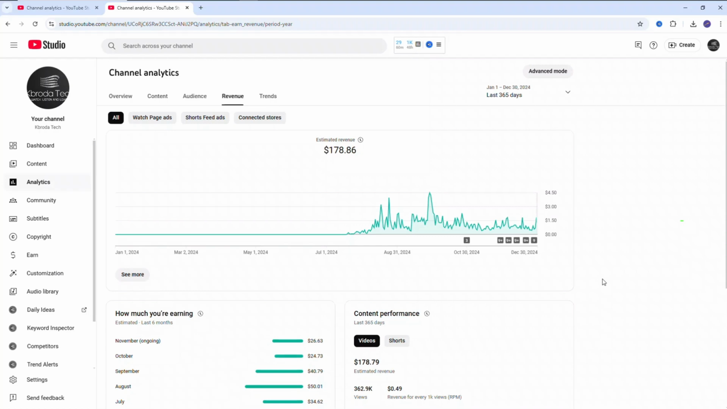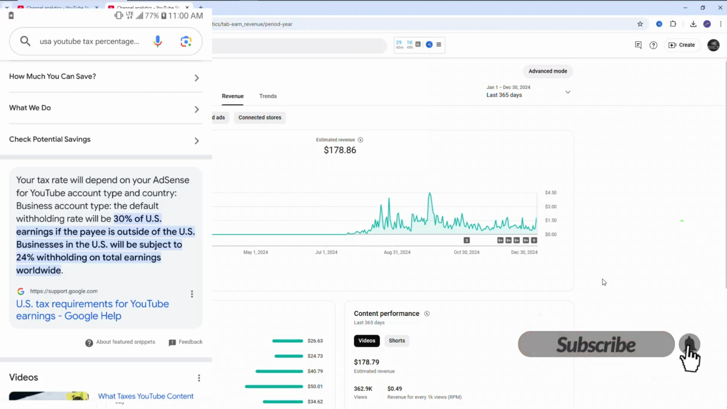In this video, I'm going to show you how you can calculate your US taxes. So if you're about to get paid by YouTube and they are telling you they are going to take some taxes for the US, I'm going to show you how to calculate that so you get to know the amount of money they can take from your money.